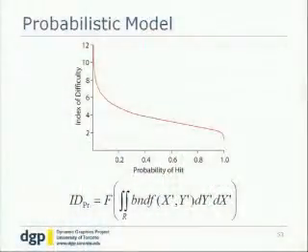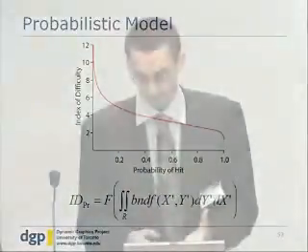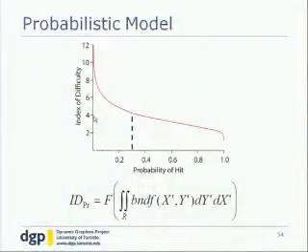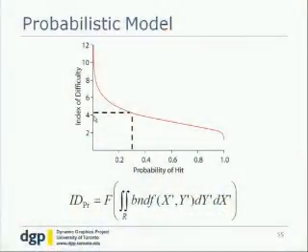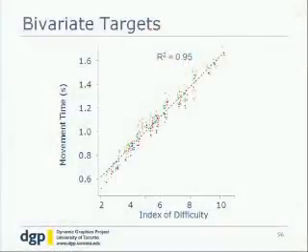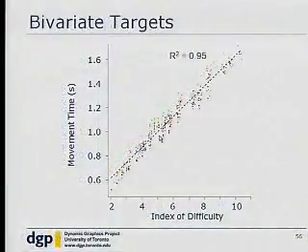So we actually ran an experiment in 2D. When we ran the experiment, we knew what the target sizes were, so we had the probabilities. Once we had the probabilities, we could go back to our function f and map them to the index of difficulty values. When we did the experiment, we got a really nice fit to the data. We were able to predict movement times and map the index of difficulties with a high R-squared value of 0.95.